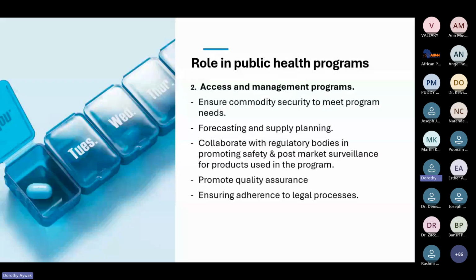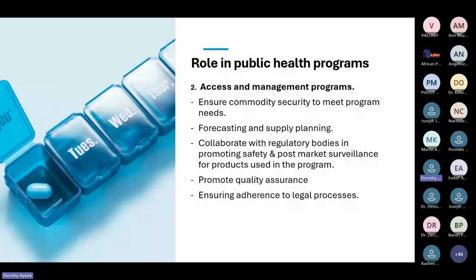And also the health products and technology need to meet a particular quality standard. So you're there to make sure that they actually meet quality standards. And where there is a complaint, you're able to address this using the right channel, collaborating with regulatory bodies to ensure that you always have safe and effective products in the market.